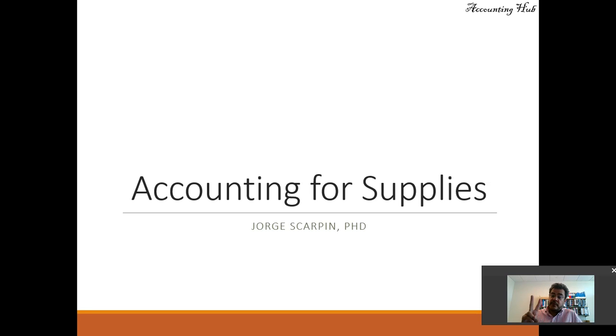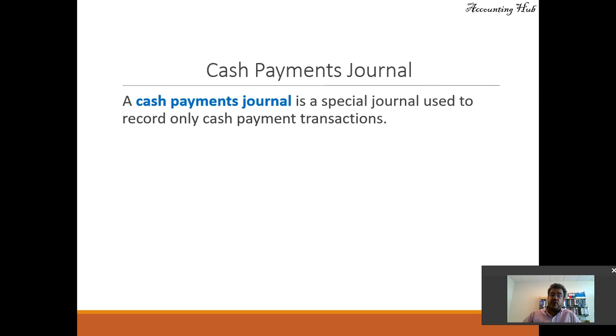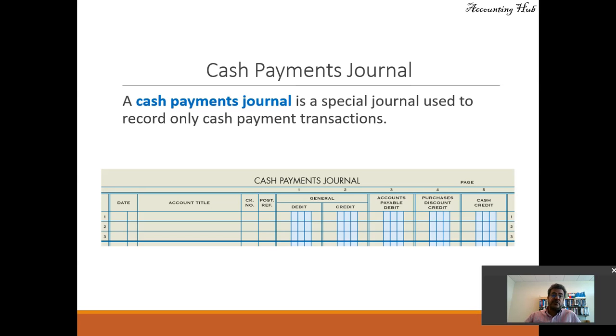And our video will be two parts. The first one, to record the cash payment of the supply, so the purchase of the supply. So we need to register it at the cash payments journal. A cash payments journal is a special journal used to record only cash payment transactions. Just like this one: date, account title, for instance supply, debit, credit, and here accounts payable, purchase discount, and cash credit. So accounts payable and purchase discount, that is not our topic today.